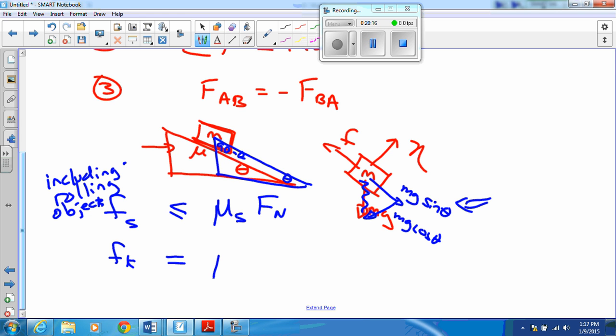Whereas the kinetic frictional force is constant. It is always mu k times the normal force. And this is for objects that are sliding. Which one is always larger than the other? Static. Static is always larger than the kinetic. Yeah.